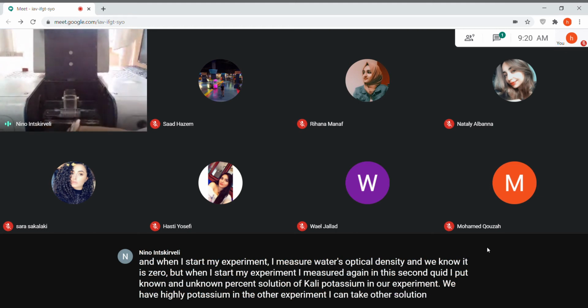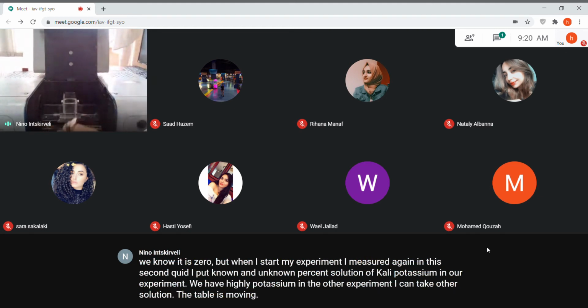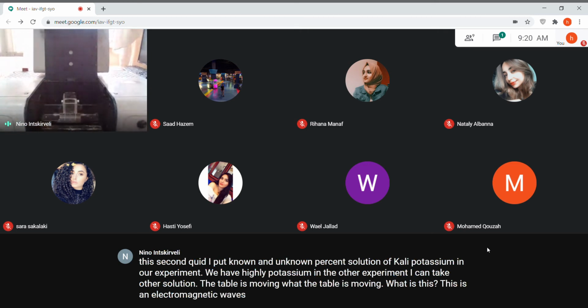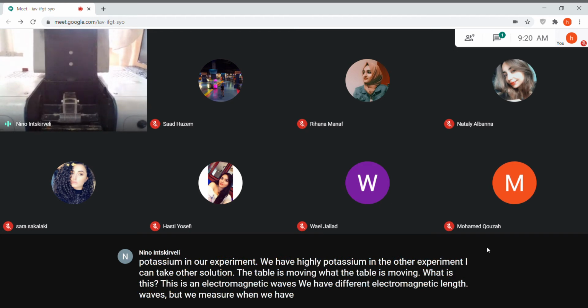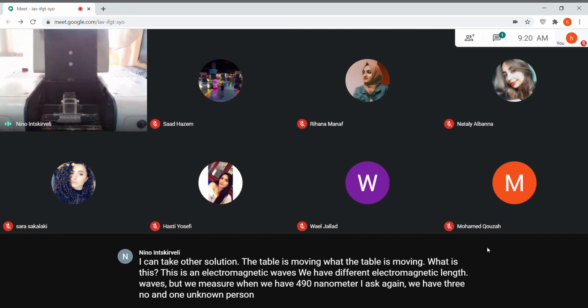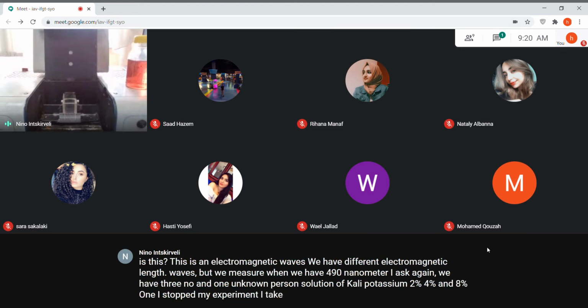The table is moving. What is this? This is the electromagnetic wavelength. We have different electromagnetic waves, but we measure when we have 490 nanometers. We have 3 known and 1 unknown percent solution of kali potassium: 2%, 4%, and 8%. When I start my experiment, I take the 2% solution.